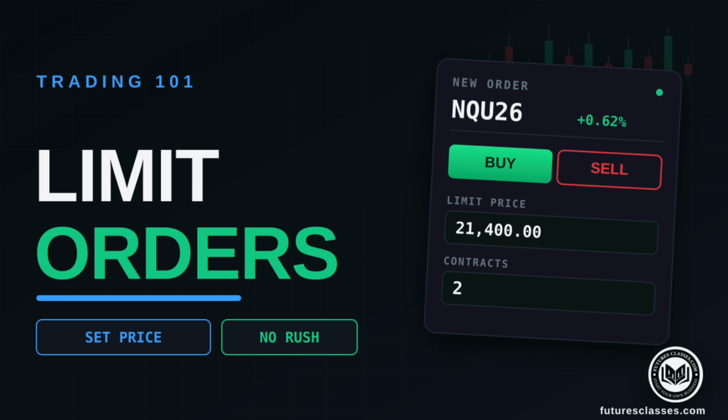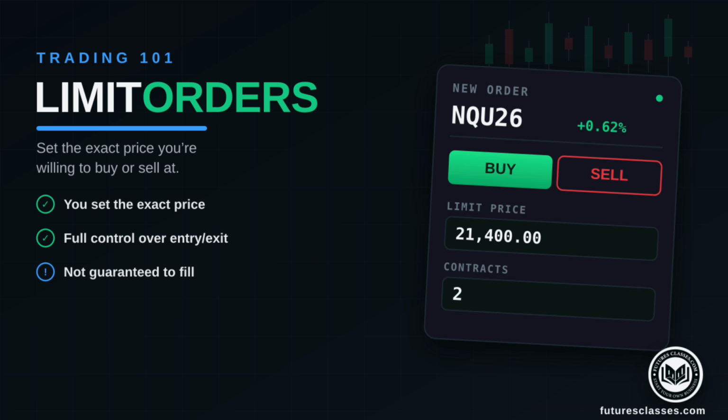Next, limit orders. These let you specify the price you're willing to buy or sell at. If the market reaches that price, your order is filled. It gives you more control over the price, but doesn't guarantee execution.